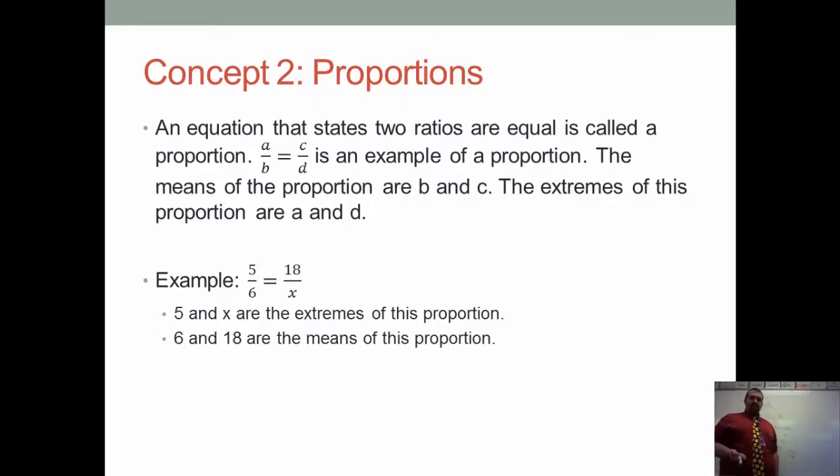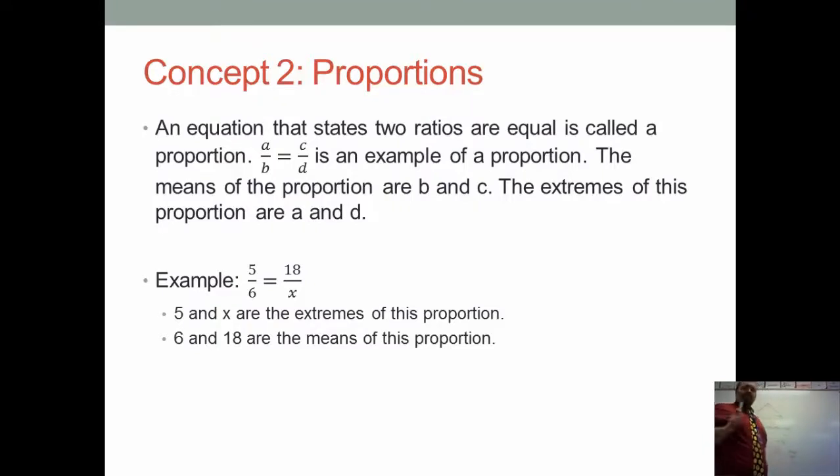An equation that states two ratios are equal is called a proportion. If you make a ratio into a proportion, you have lied. You have made something wrong. Unless you're using it to solve a problem. All right, so I'll give you an example of a proportion. A to B equals C to D. That's a proportion. This is what we name the parts of it, so I can talk about the parts and give you a property real quickly.